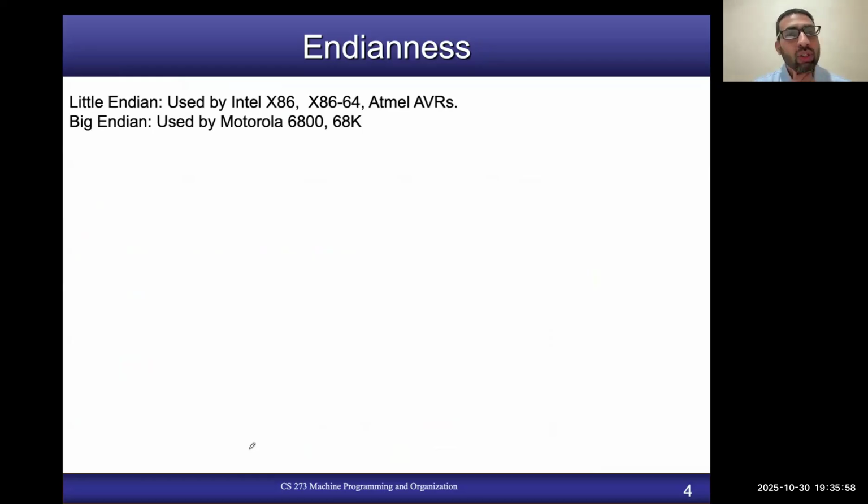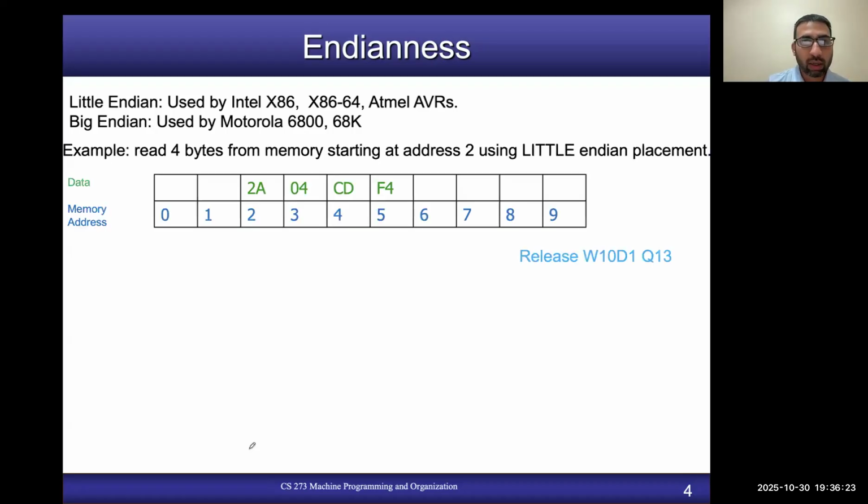The little endian approach is used by some microcontrollers and processors like Intel x86, x86-64, and Atmel AVR microcontrollers. This means that the microcontroller we are using in the lab and in this course uses the little endian approach, so it starts putting data in memory from the least significant byte. The big endian approach is also used by some other devices like Motorola 6800 or 68K.